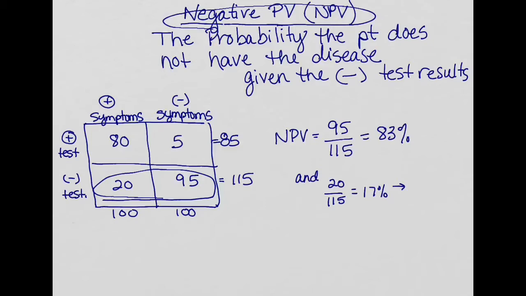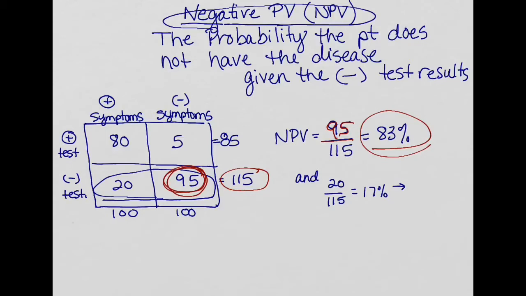First we're going to find out what percentage accuracy that is, that the patient really does not have the flu. You're going to take 95 and divide it by this number right here, 115, and you're going to get 83%. So that is the probability that this patient really does not have the disease.